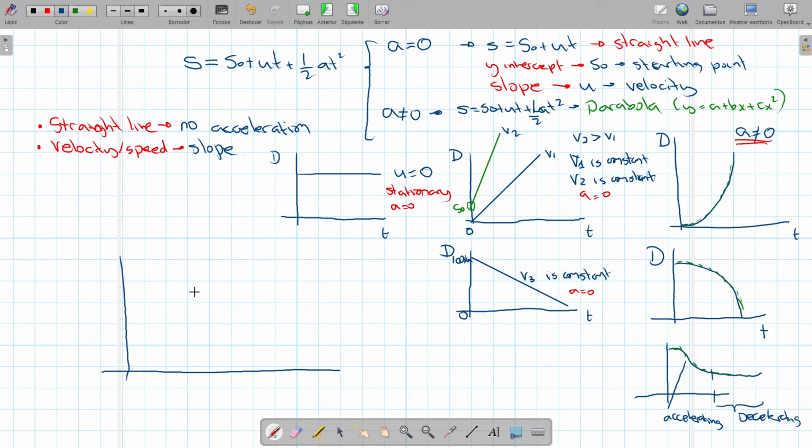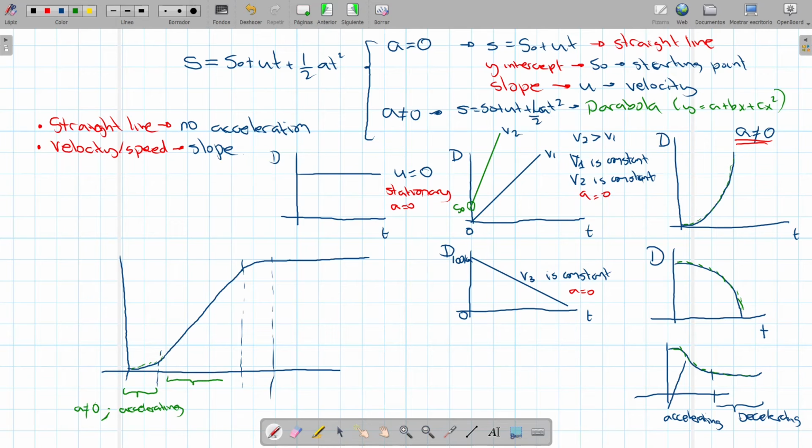So for example, I'll give you an example. We could have something like this, and then we could have a straight line, and then we could have something like this, and then a straight line here. Okay, so we can clearly see that there are various cases here. From here, we could divide it like this, and maybe here. Okay, so in this area here, the slope is increasing, so it's accelerating. It's a curve, so the acceleration is not zero, and it's accelerating because the slope is increasing.